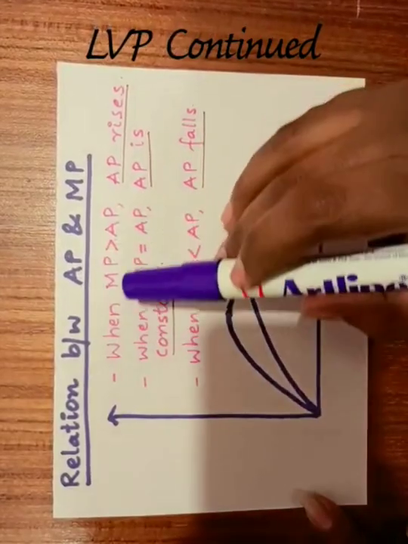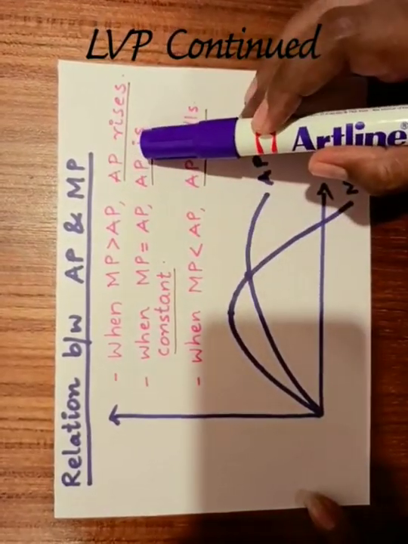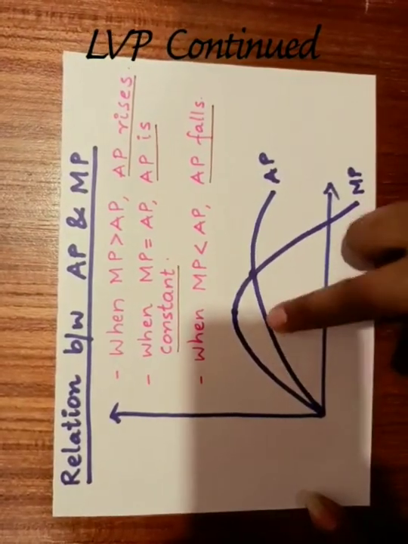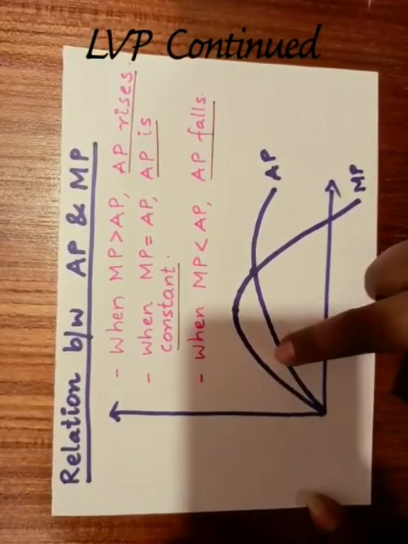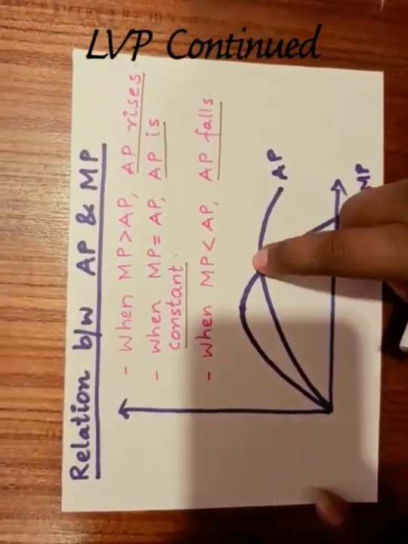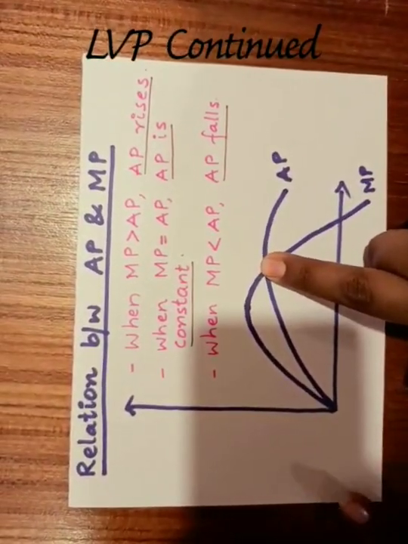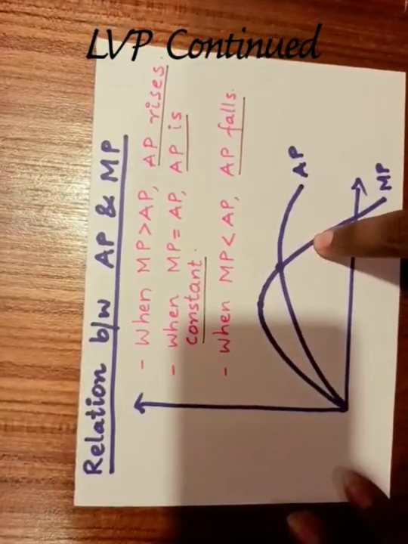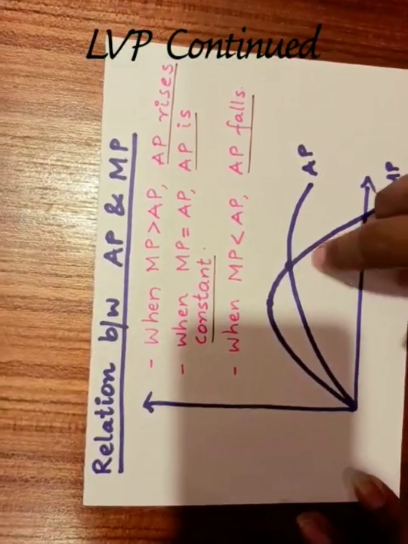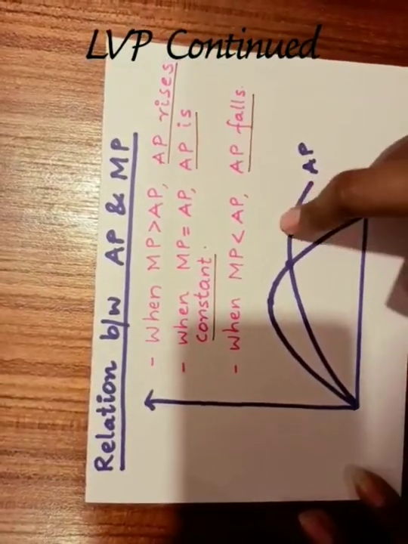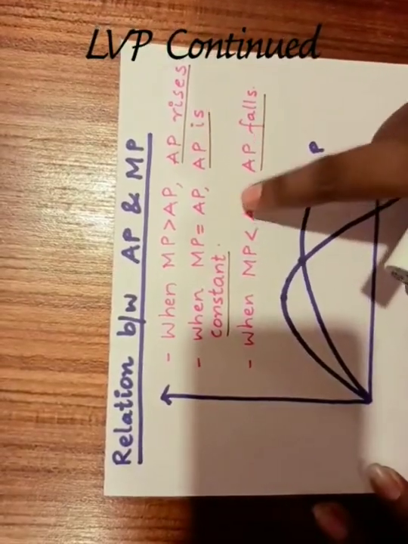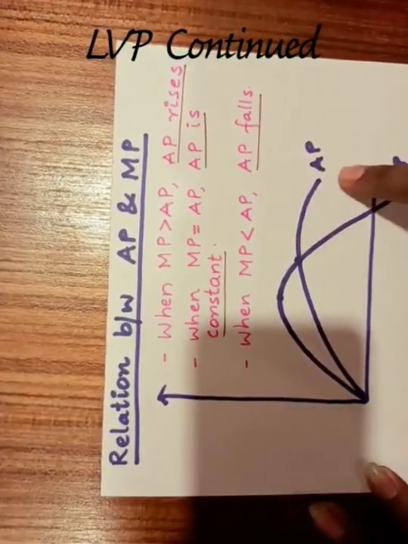So here when MP is greater than AP, AP rises. See, the MP curve is on the top and the AP curve is below. So MP is greater than AP, AP rises. When MP is equal to AP, AP is constant. And when MP is less than AP, see here AP is in the top position and MP is in the under position. So that means AP is greater than MP, so MP is less than AP. So AP falls. AP starts falling.